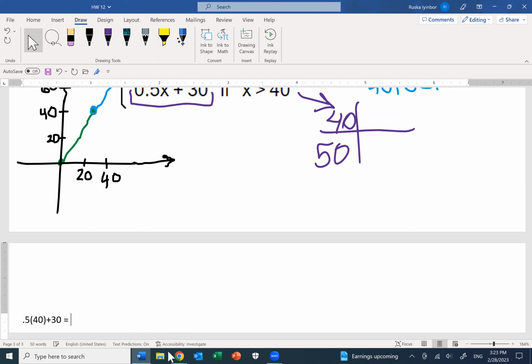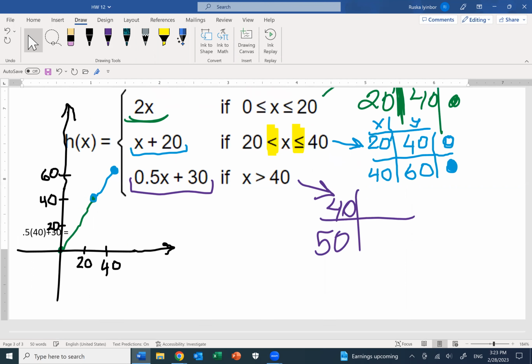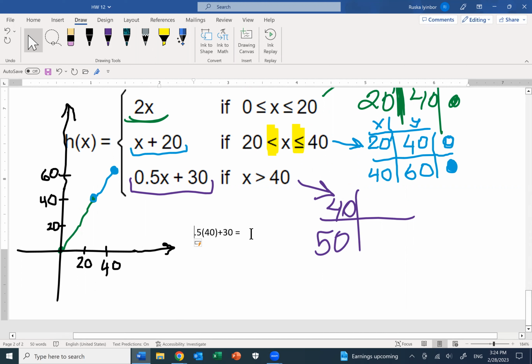And when I put this in the calculator, this should give me, let me put it here. So 0.5 times 40, what is that? 20 plus 30, it's 50. We should get 50.